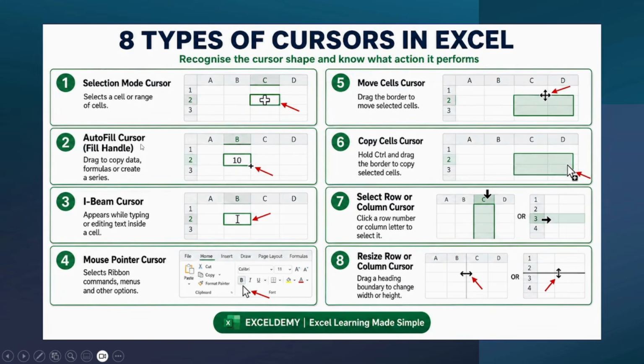Second is the autofill cursor, which is a dark plus symbol in the bottom corner of an active cell. It tells you that when you drag this plus sign in a downward, right or upward direction, it will fill based on the pattern this particular cell is following. So this is the autofill cursor. This is an I-beam which appears inside an active cell. It tells that you are in editing mode and you can start typing from the cursor wherever it is lying.